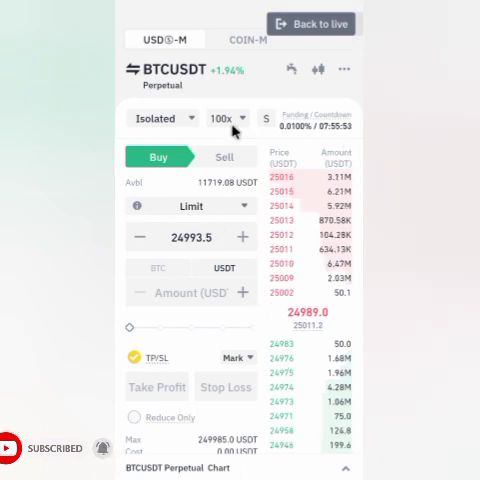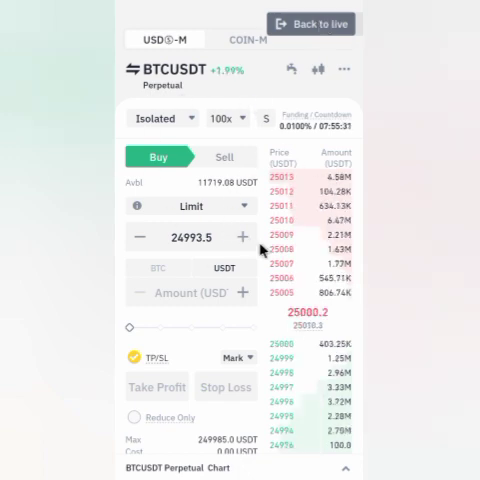The reason why this is the demo page is because you can see here, back to live on the top right corner. I'm using the demo account to explain things to you. You can see I have an available balance of 11,719 USDT. So this is the balance that I'm going to use to trade on the demo account.